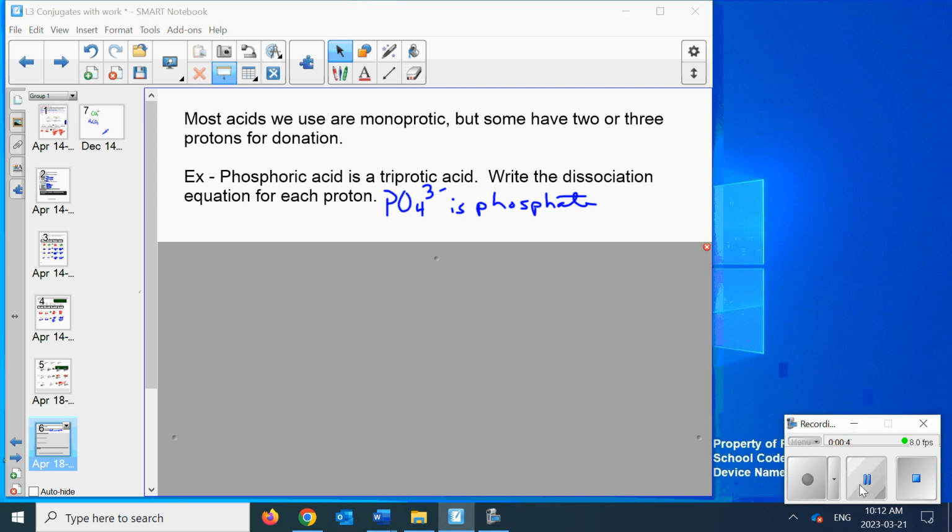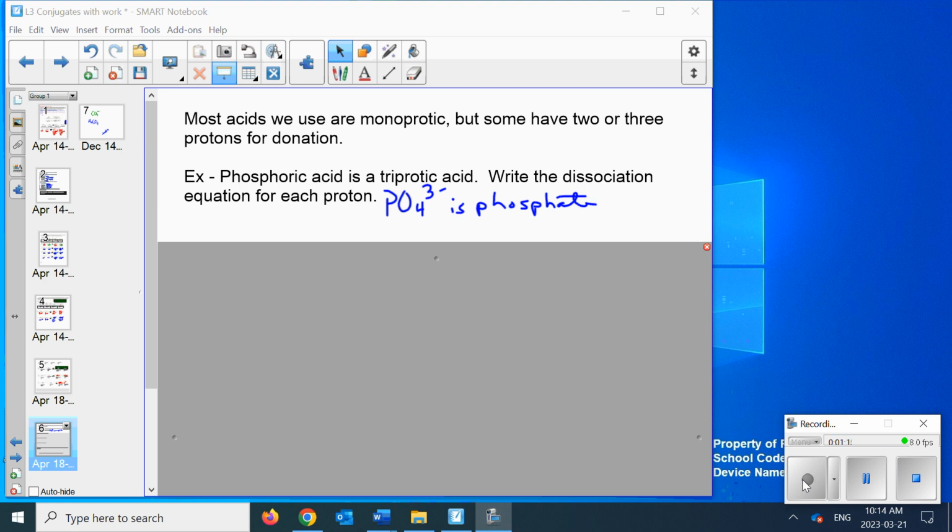Most acids we use are monoprotic, one proton, one H plus. Some have 2 or 3 protons available for donation. We're going to learn, though, that they don't donate all 2 or 3 at the same time. It's still one at a time. I've instructed you so far, if you see something like H2SO4, just take one H off and we'll continue.